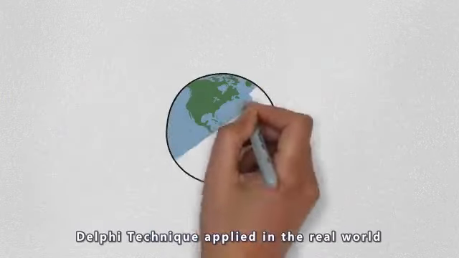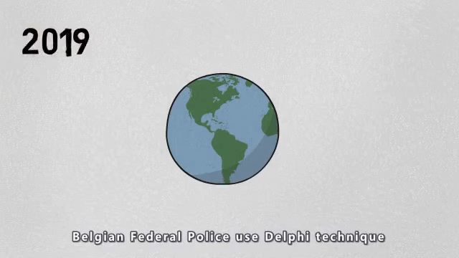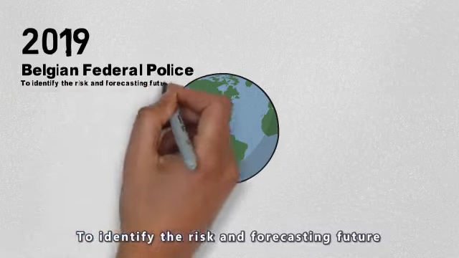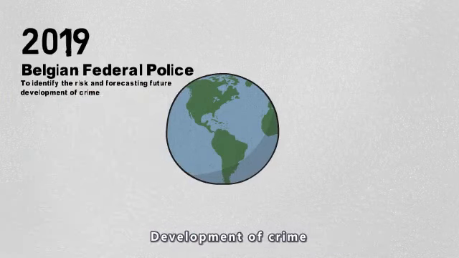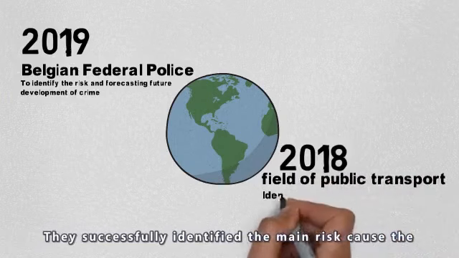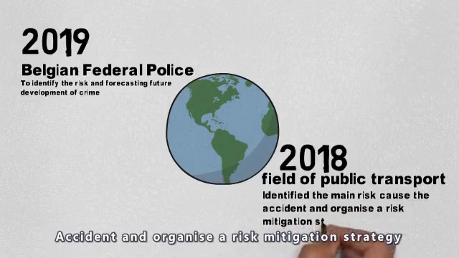Delphi technique is applied in the real world. For example, in 2019, the Belgian Federal Police used the Delphi technique to identify the risk and forecast future development of crime. Not only that, in 2018, the Delphi technique was used in the field of public transport research. They successfully identified the main risks that caused accidents, and organized a risk mitigating strategy.